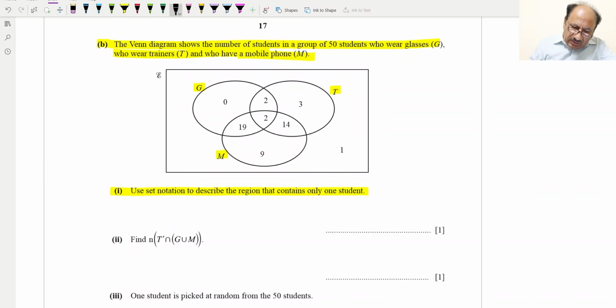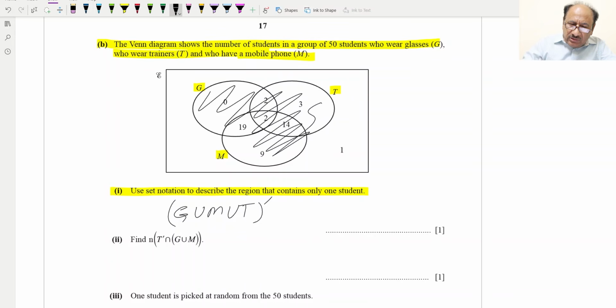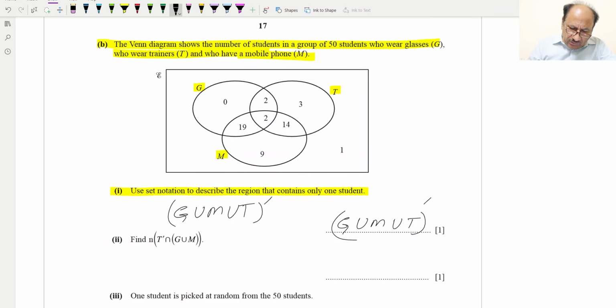So we can write it as G union M union T and take the complement of this, excluding all these regions. So this will be our answer. We can write G union M union T, and this will be the complement, and this is for a 1 mark question. Hopefully you understood this.